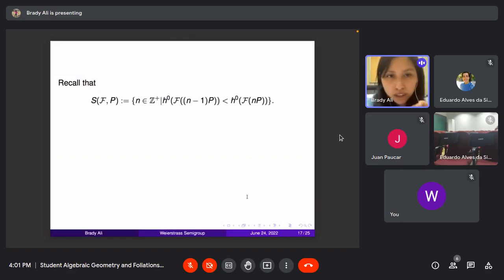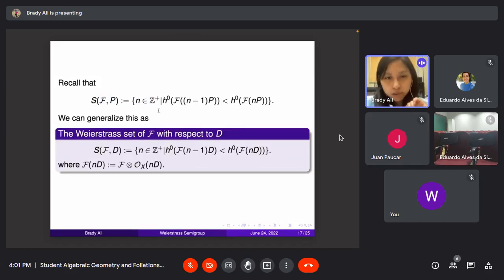Recall that these were our definitions of the generalization of the Weierstrass semigroup. We decided to generalize this even further. Instead of taking a point P, we decided to take a divisor D. We define S_F(D) as the positive integers n such that the dimension of the space F((n-1)D) is less than the dimension of the space F(nD), where F(nD) is F tensor O_X(nD). So why did we decide to do this? Here is our motivation.